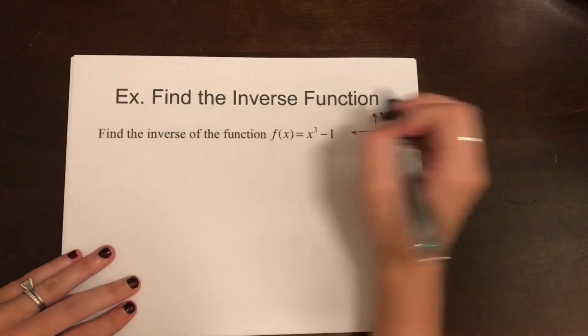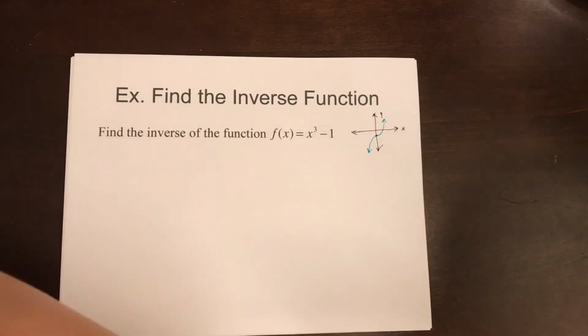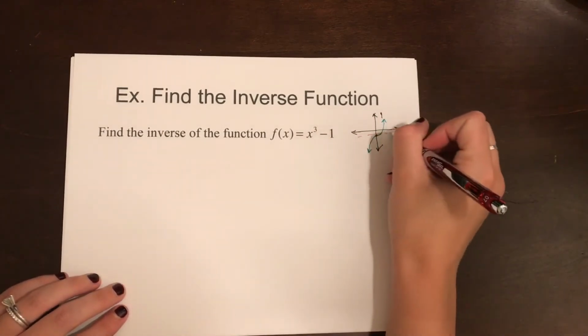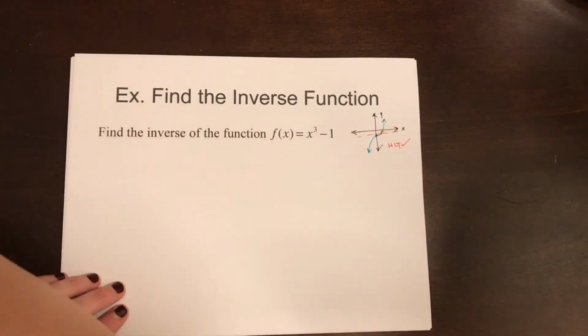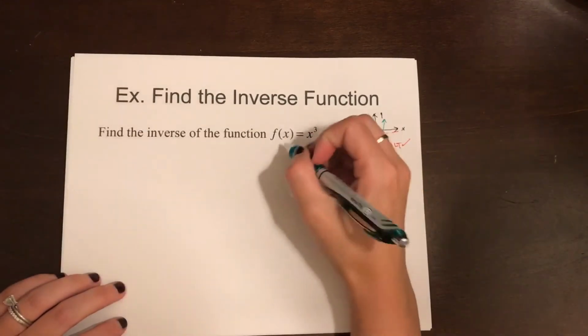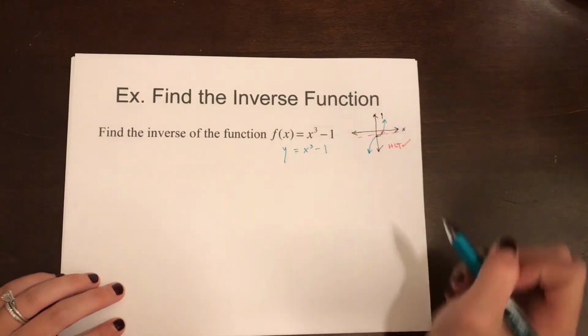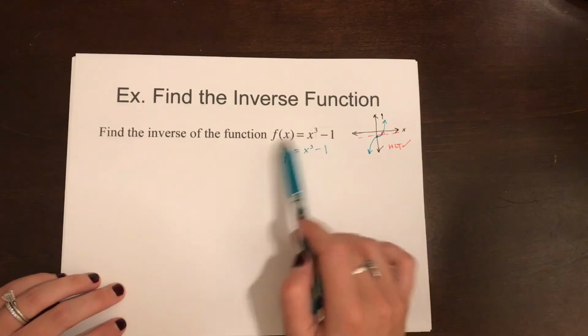Okay, would definitely pass the horizontal line test, making it a one-to-one function. Okay, so we're good. So I'm going to rewrite this as y equals x cubed minus 1 instead of using the function notation. So now I want to try and find the inverse.